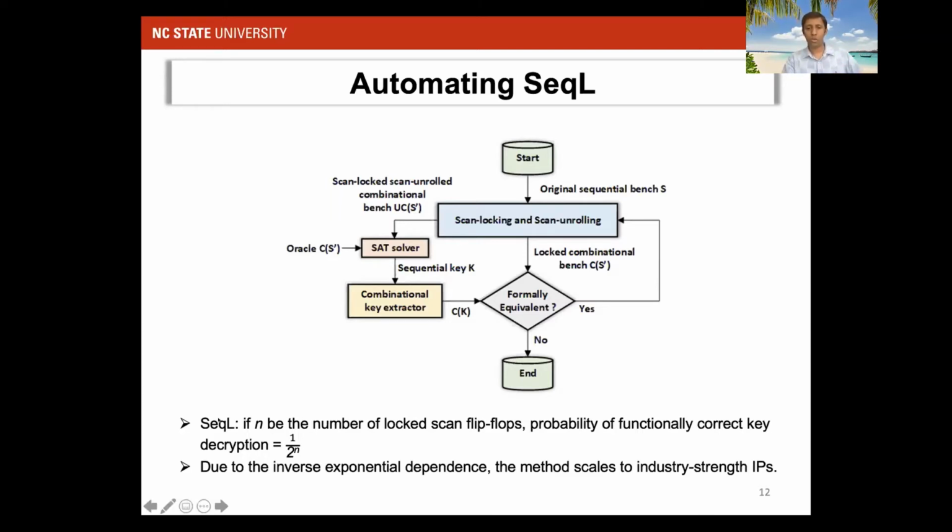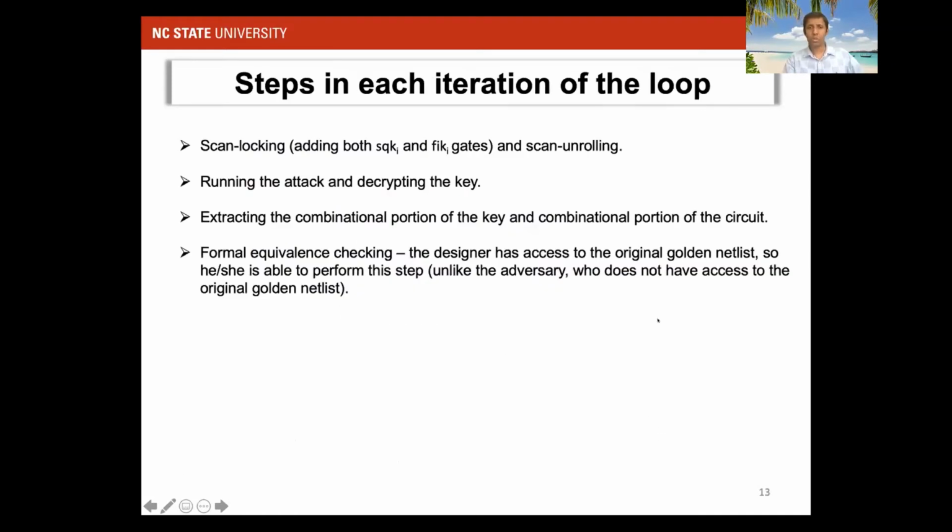SeqL actually tries to lock, and then due to the inverse exponential dependence, as we have seen in the previous slide, the method scales very well to very large scale industrial IPs because you're linearly increasing the area overhead, but you're getting an exponential increase in security. So what are the different steps in the automation? The first step is to lock the flip-flops by inserting those 2 key gates for each flip-flop, then scan and unroll to form those huge XOR chains, run the attack and decrypt the key, extract the combinational portion of the key and the combinational portion of the circuit itself, and then perform the actual formal equivalence checking. The designer has access to the original golden netlist as discussed, so he's able to perform this step, unlike the adversary who does not have access.